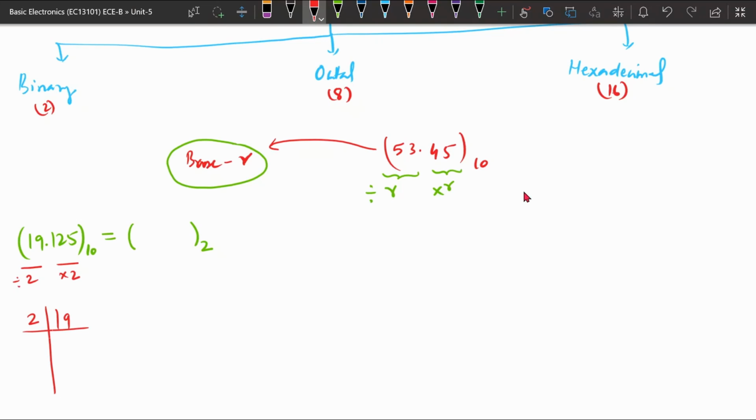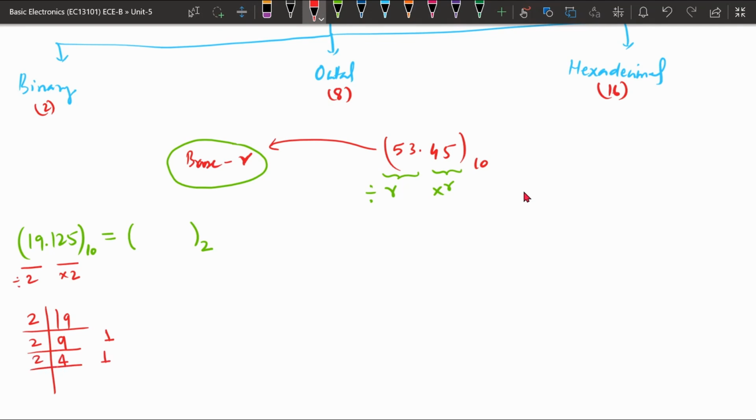If we divide it, it goes 9 times, which is 18, and 1 is the remainder. Whatever the remainder is, we write it here. 1 is the remainder. Again we divide by 2, it goes 4 times, and again the remainder is 1.